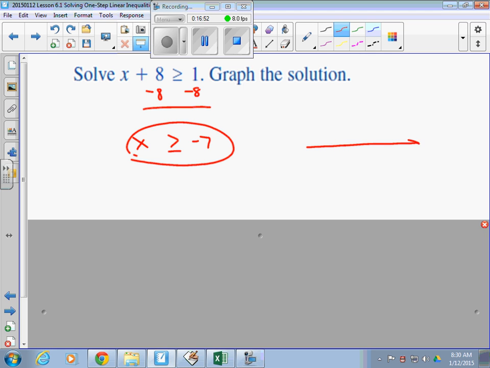When we graph it, we show its relation to 0. Greater than or equal to means you color the bubble in. And greater than means all of the numbers this direction. Notice this shows going the same direction.